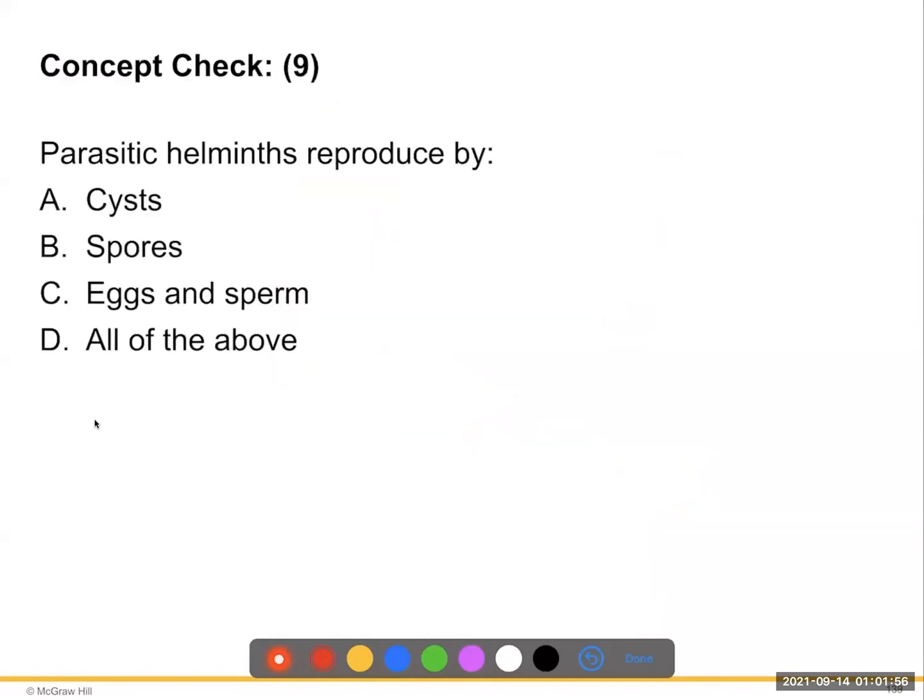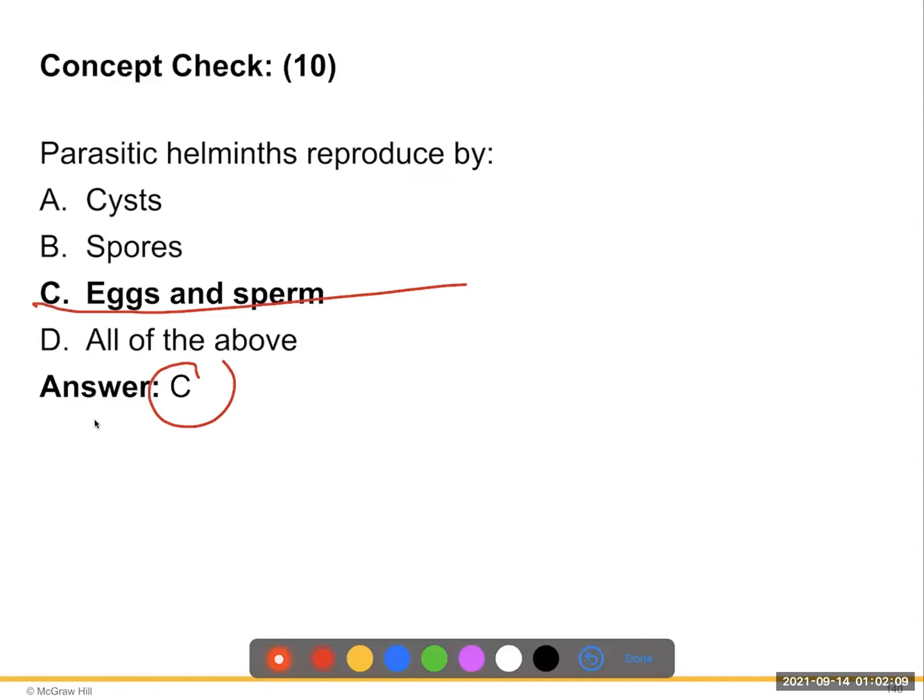Parasitic helminths reproduce by, how do they reproduce? Cysts, spores, or eggs and sperm? Eggs. Eggs and sperm, right? That's how they reproduce. Could be in the same worm. Doesn't have to be two separate ones. Could be the same thing, but genetic material is being mixed.